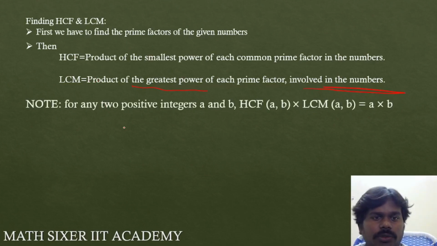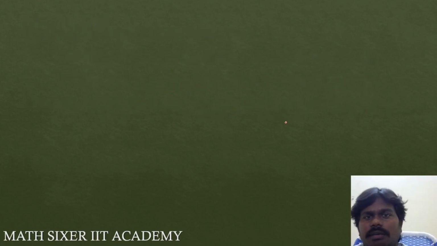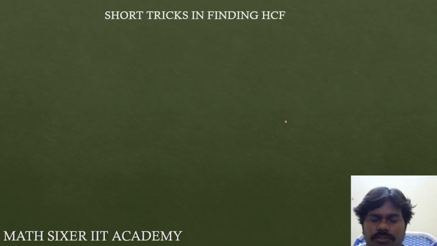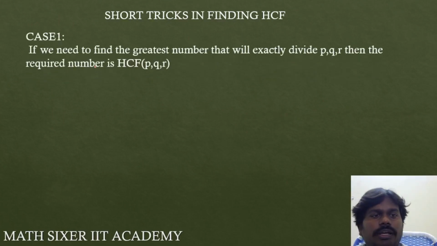For any two positive integers A and B, the product of the two numbers is equal to the product of the HCF and LCM. Now we will see some shortcuts in finding HCF and LCM, because in some word problems related to HCF and LCM, we get confused whether we have to find the LCM or the HCF. To avoid that confusion, these tricks will help us find in which case we have to find HCF and LCM.